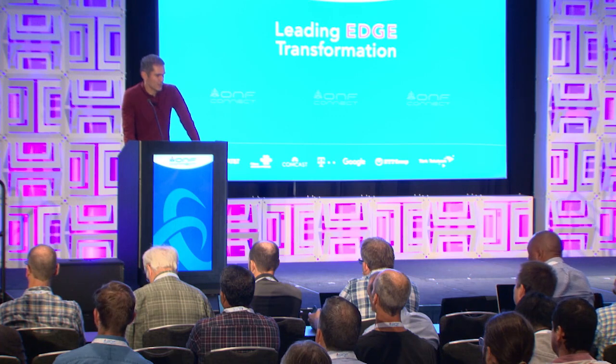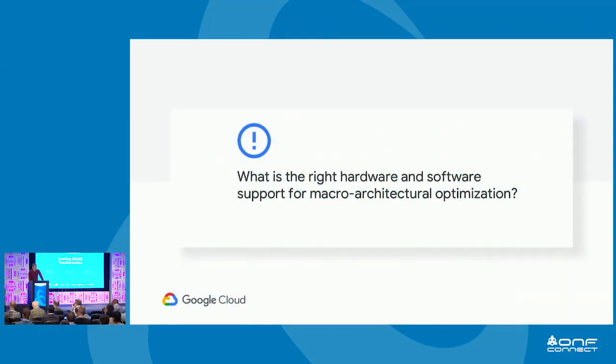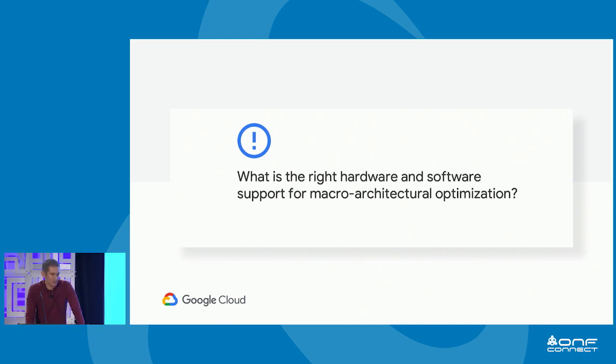Right. So what is the right hardware and software support for macro architectural optimization? How do we get back this factor of 100 between what the distributed system should be doing and what the distributed system is doing? I don't have an answer to this question, but I'm very interested in trying to figure out the answer to this question.